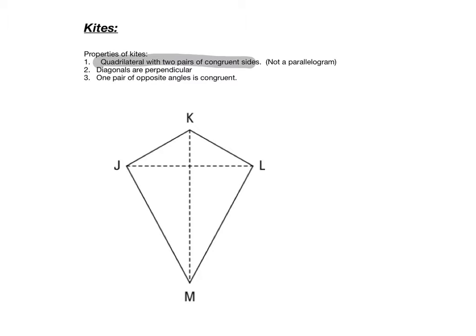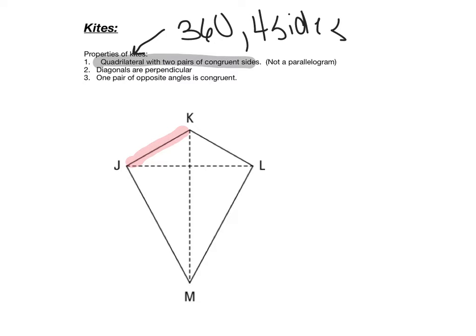Well, let's go back for just a second here. A quadrilateral, we know, adds up to 360. That's one of the things we know about a quadrilateral. It has four sides. And it says it has two pairs of congruent sides. If you look, you can probably pick which pairs are congruent. This side is congruent to this side, so JK is congruent to KL. The other pair of congruent sides are the long ones here, so JM is also congruent to LM.